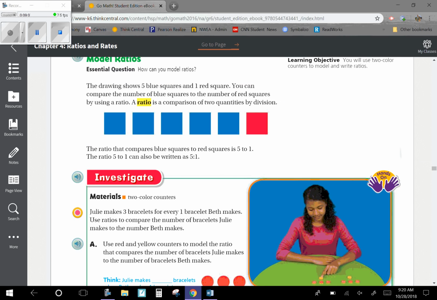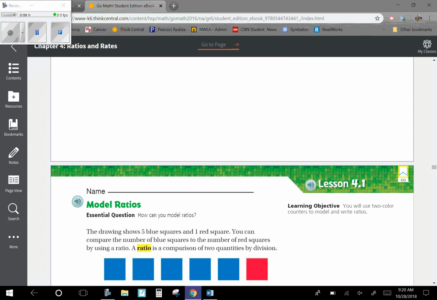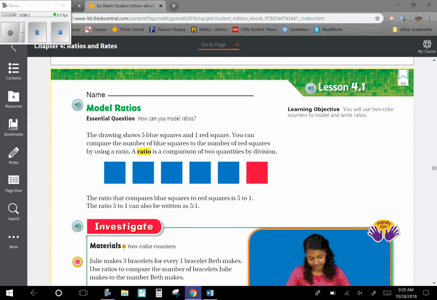And our objective for today was that you will use 2 color counters to model and write ratios. If you have any questions, please be sure to ask your teacher.